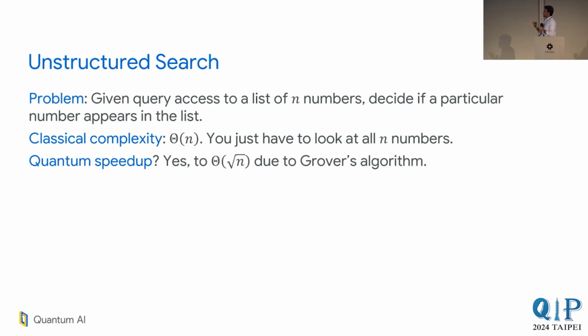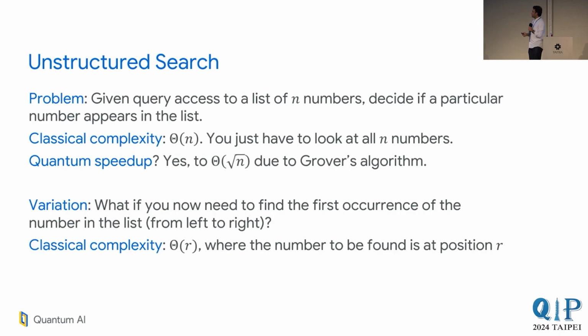Okay, so this is just setting the stage. These are the kinds of questions that I want to talk about: primitives and whether or not you can speed them up on a quantum computer. This primitive is often called unstructured search because you're searching through something with no structure, so you don't know anything about the list.